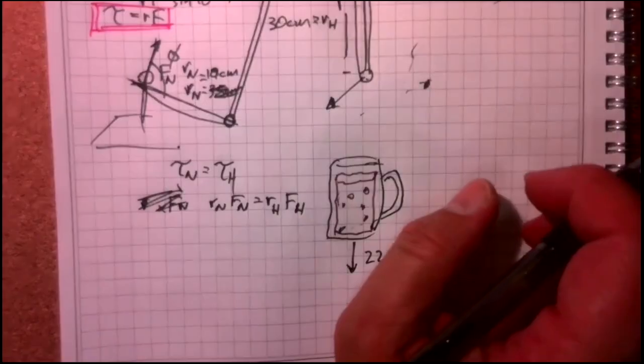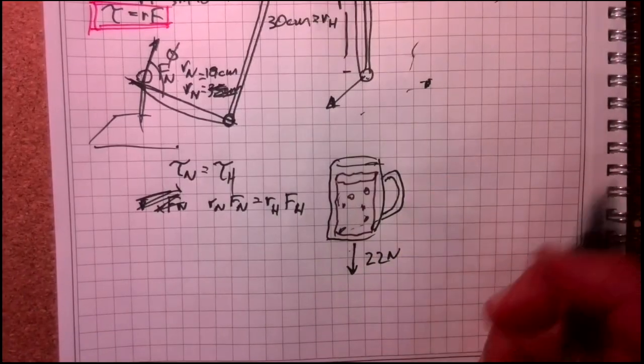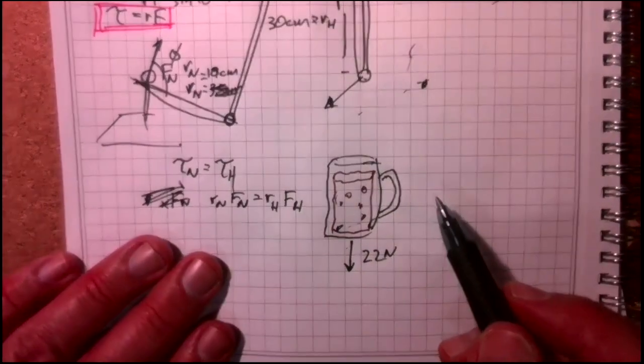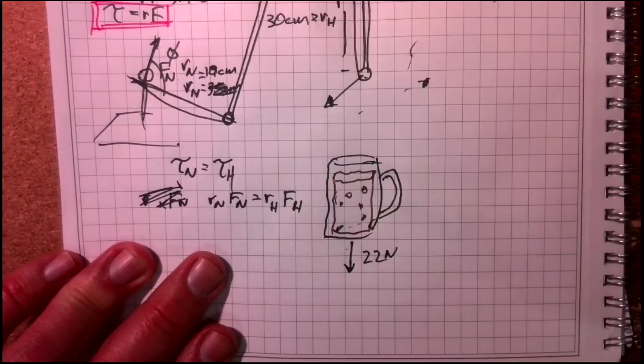We're going to talk about another example of torque. Actually, it's called Stein competition. I'll show you what that is in a minute.